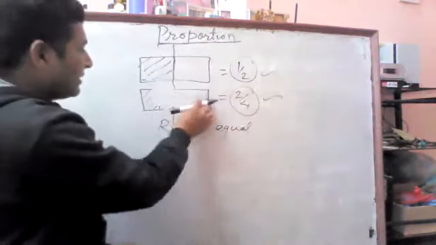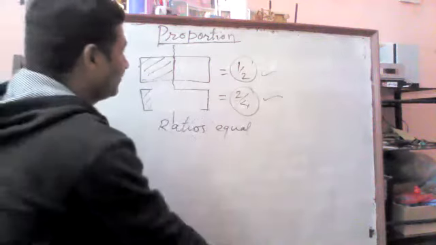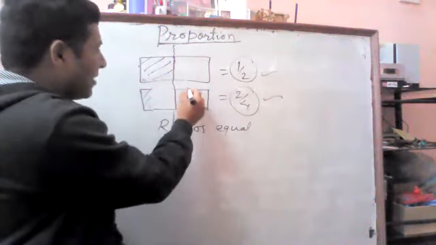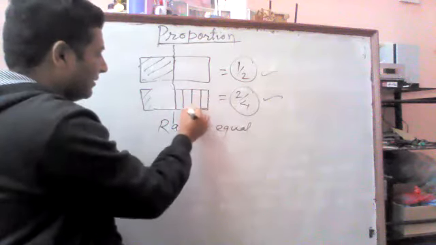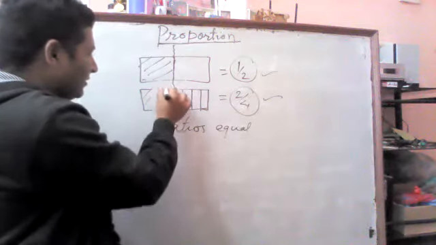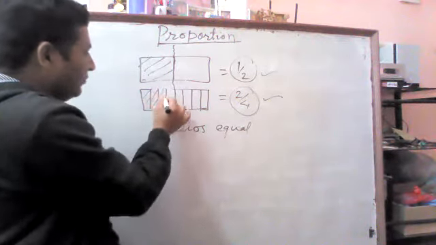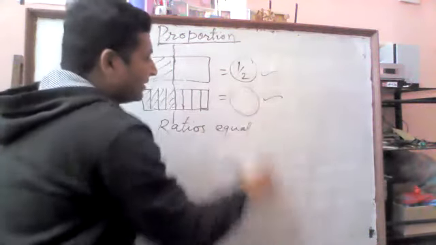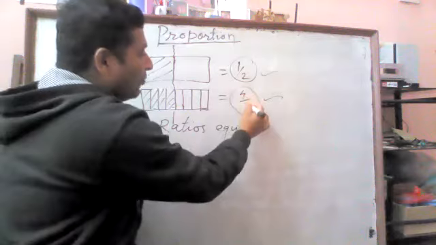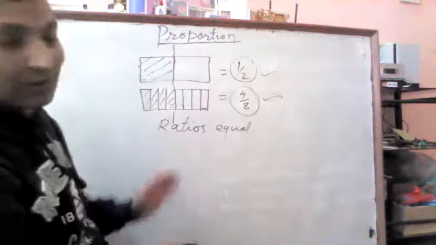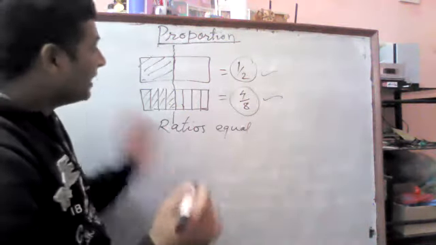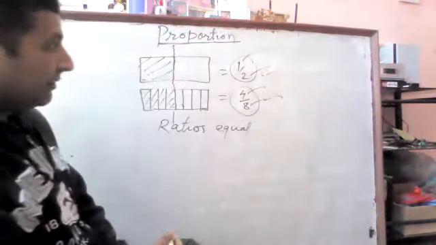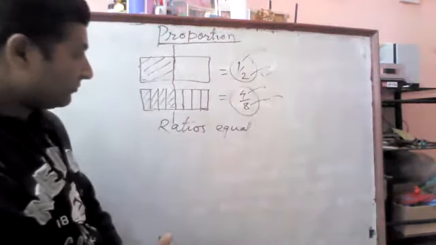Similarly, if this is divided into, suppose, 8 parts, like this, and if we take 4 parts out of those 8 parts, that fraction is represented by 4 out of 8. This also gives the equal value.